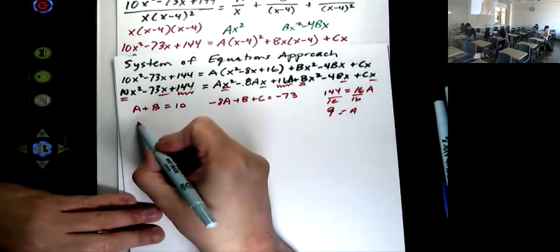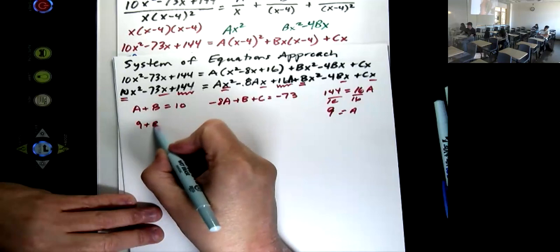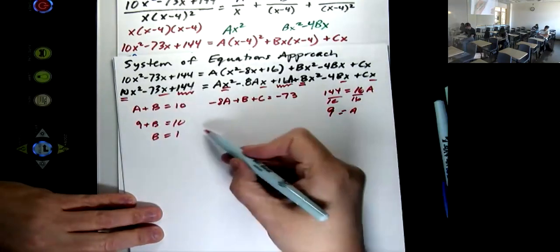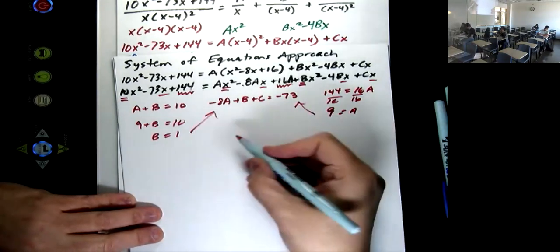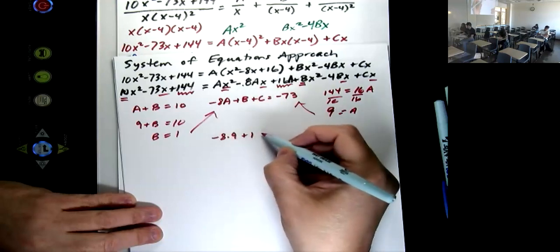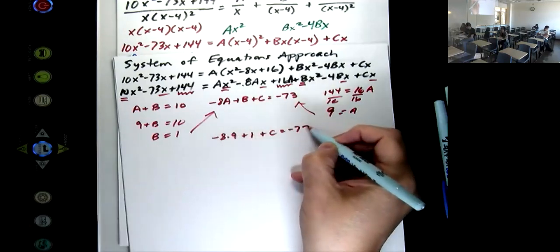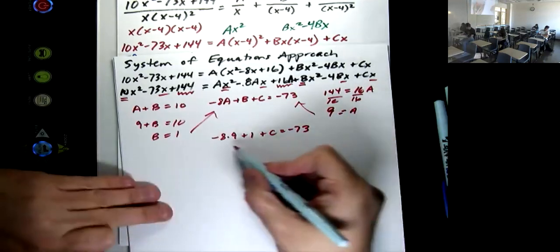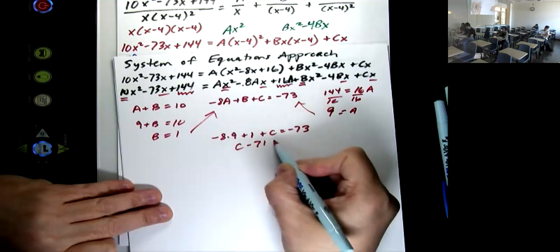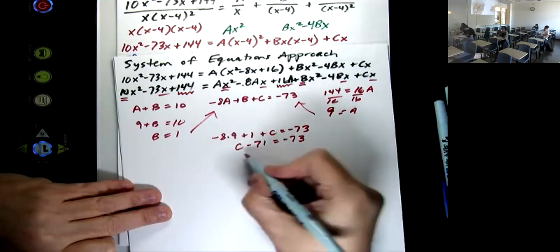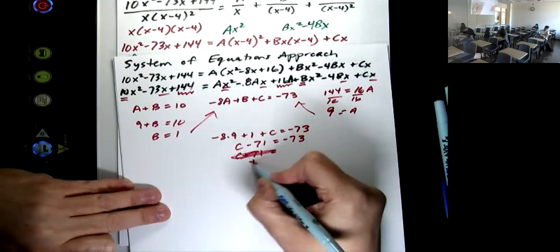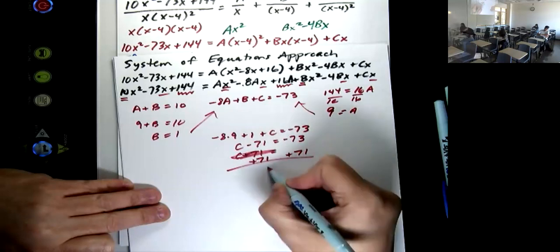I would come over here and plug that in here. I get 9 plus B equals 10. So B equals 1. I would plug them both in there. I would say negative 8 times 9 plus 1 plus C equals negative 73. This is negative 72 plus 1 is negative 71. Oh, sorry, just add 71 to both sides. And I get C equals negative 2.